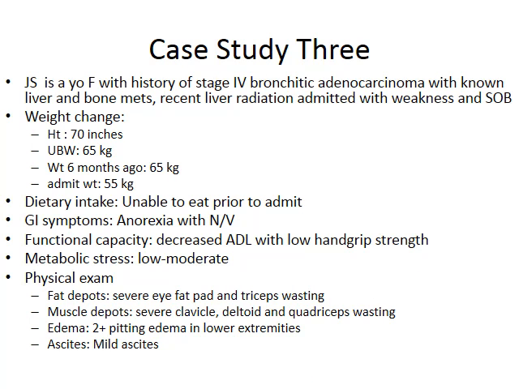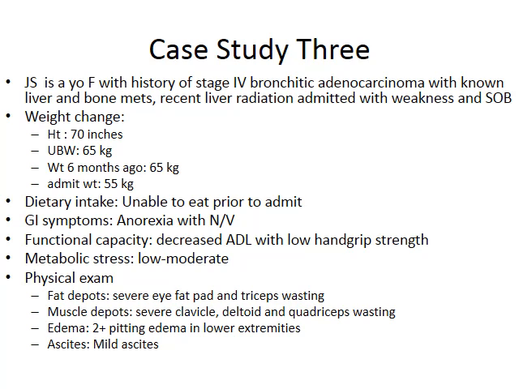Finally, JS is a 40-year-old female with a history of stage 4 bronchiectatic adenocarcinoma with known liver and bone mets, admitted with weakness and shortness of breath. This patient has also had a significant weight change. In this case, the weight is actually increased because of the presence of fluid.